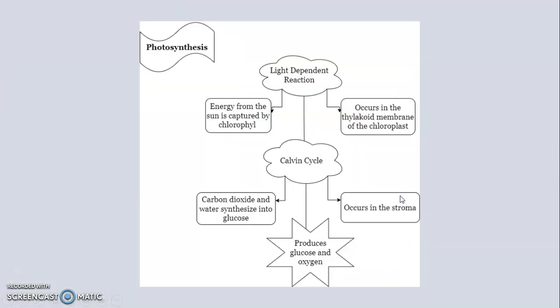This is just a brief flow chart of how the process works. So you have your light-dependent reaction, which is when the chlorophyll pigments capture sunlight, the energy from the sunlight, and this occurs in the thylakoid membrane of the chloroplast. From here, the carbon dioxide and water synthesize into glucose, and this occurs in the stroma. And the products of this reaction are glucose and oxygen.